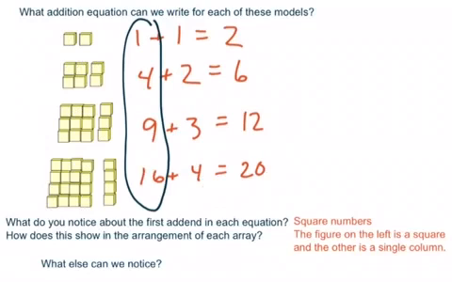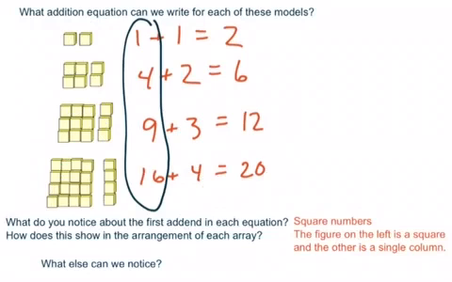So that's the first addend. Notice that they are square numbers, right? 1, 4, 9, 16. Those are the first 4 square numbers that we listed. And then how does this show? Well, notice that the figure on the left is a square. If I did it really well, you could see these are squares, right? And then the other is a single column.